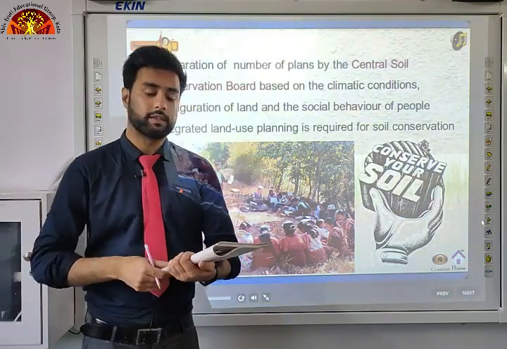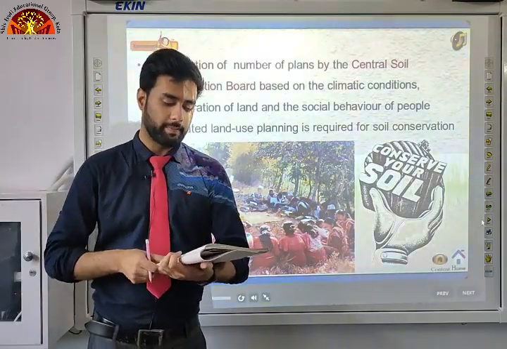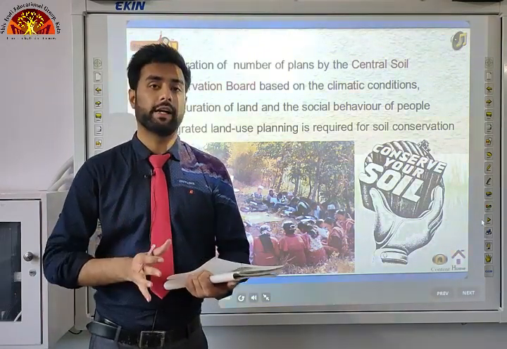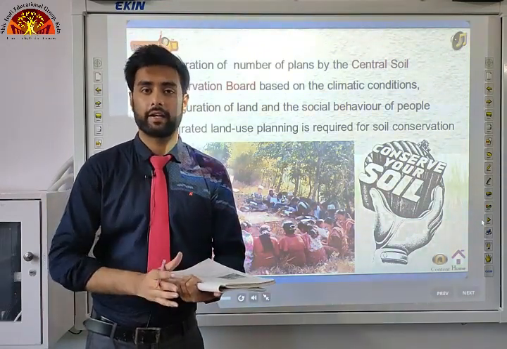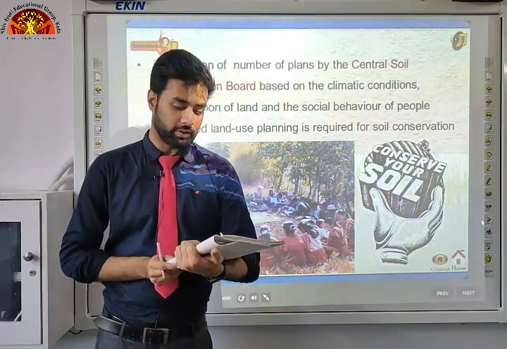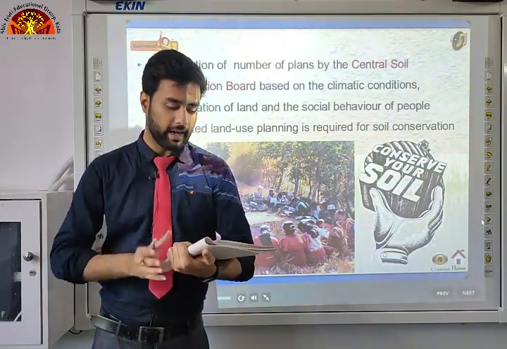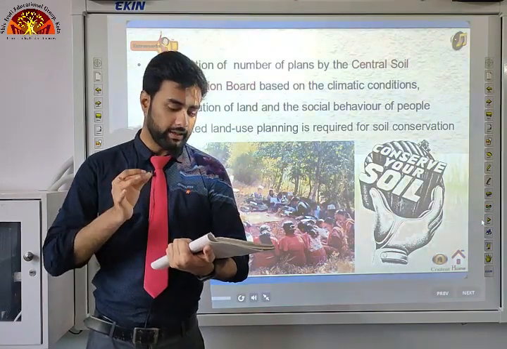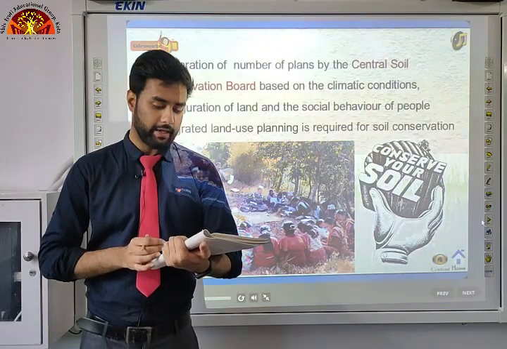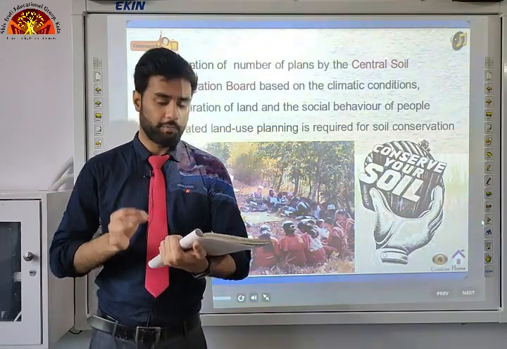The Central Soil Conservation Board set up by the Government of India has prepared a number of plans for soil conservation in different parts of the country. So even the Government of India is aware of this fact, and they are taking measures to prevent soil erosion. These plans are based on the climatic condition, configuration of land, and the soil behavior of people. Even these plans are fragmental in nature. Integrated land use planning therefore seems to be the best technique for proper soil conservation.